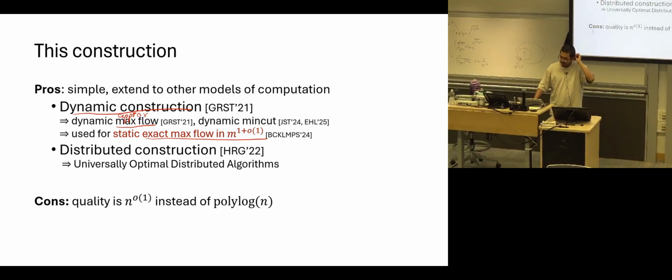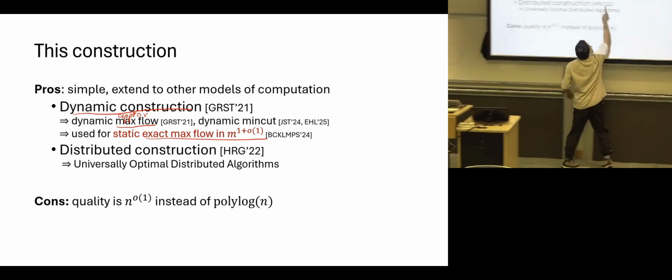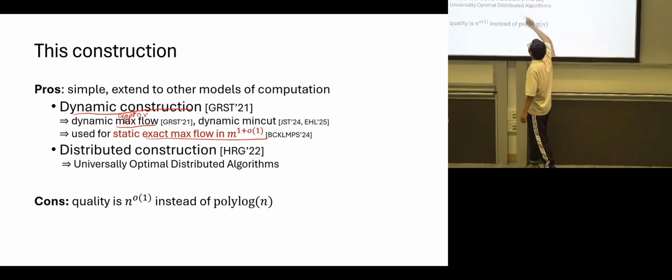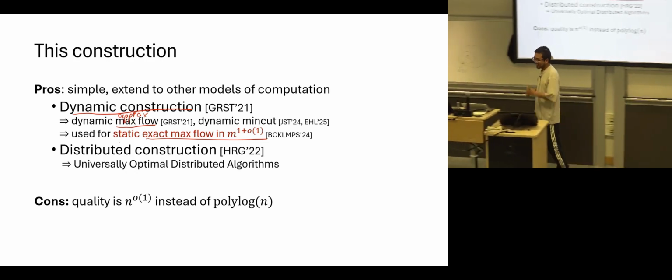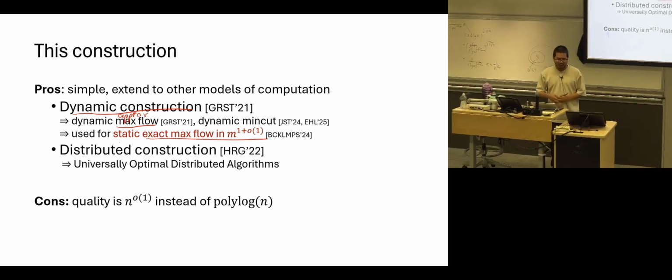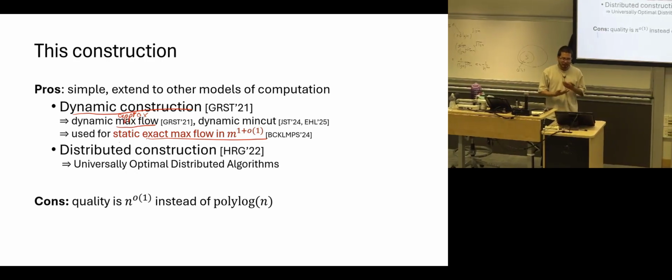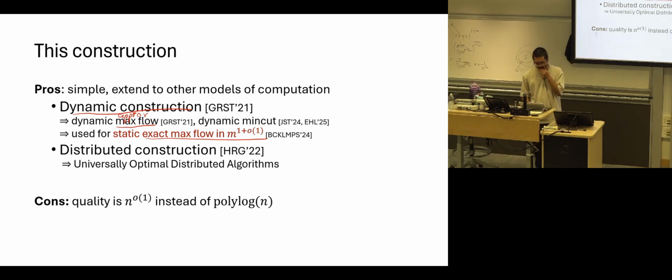If you want to get faster max flow, it should be m polylog. That would be ideal. It's enough to show how to get a dynamic 3-flow sparsifier with polylog quality and update time. So that's really a good open problem.